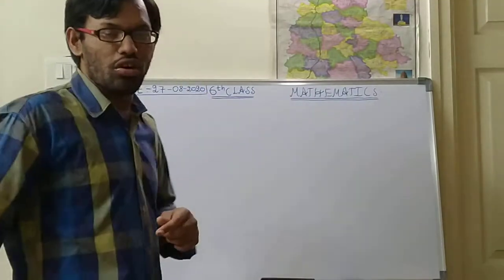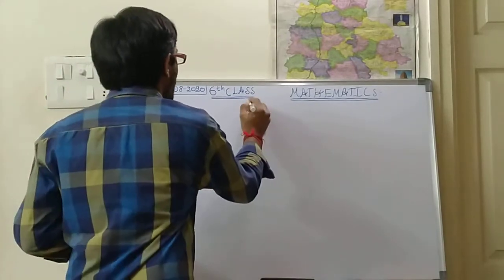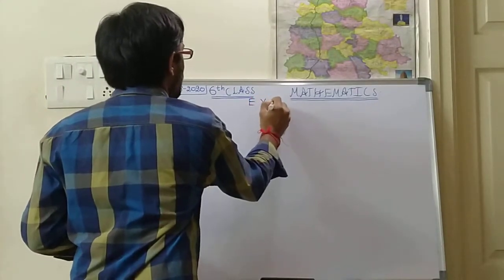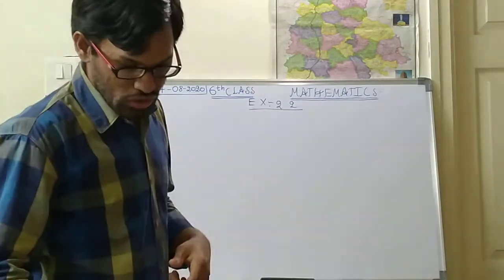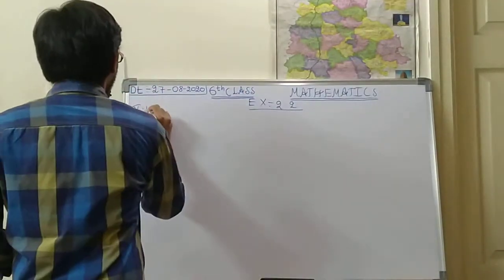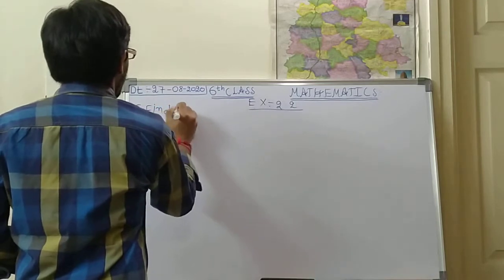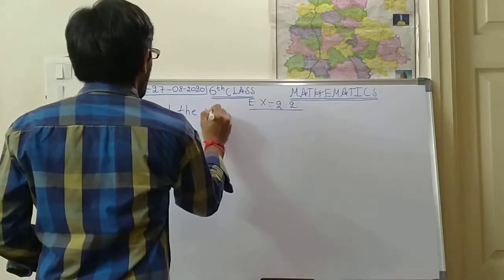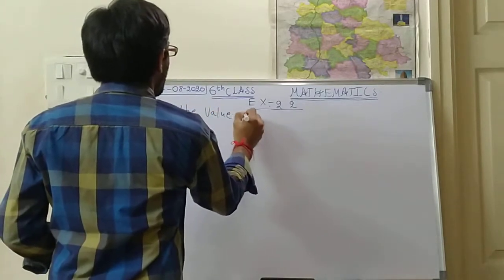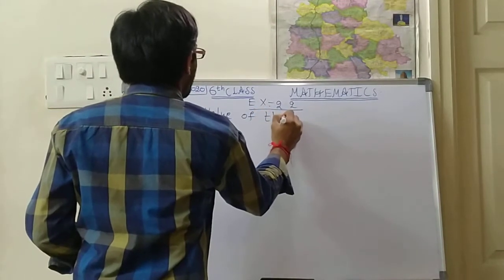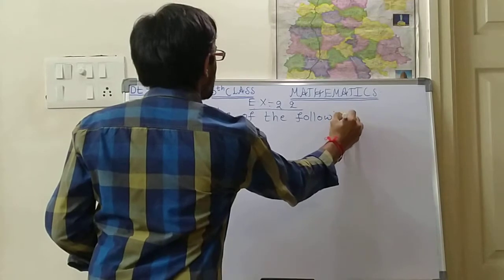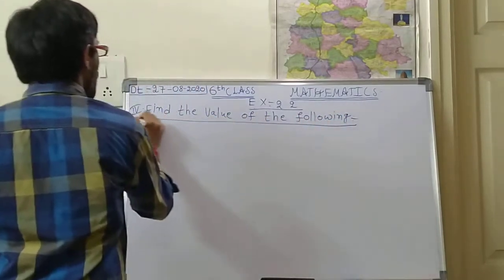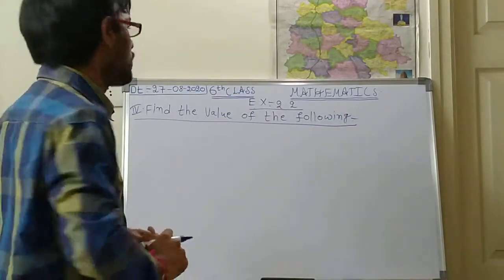We shall go on with the fourth bit in exercise 2.2. So what is the fourth bit? Find the value of the following. So how do we find the values of the following numbers? We have to check it.